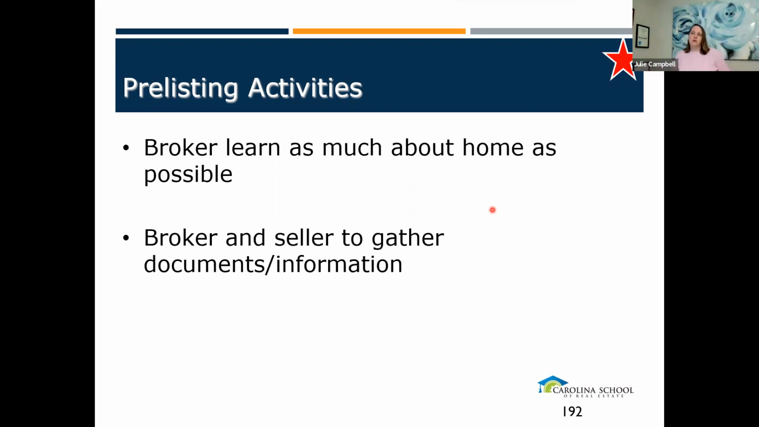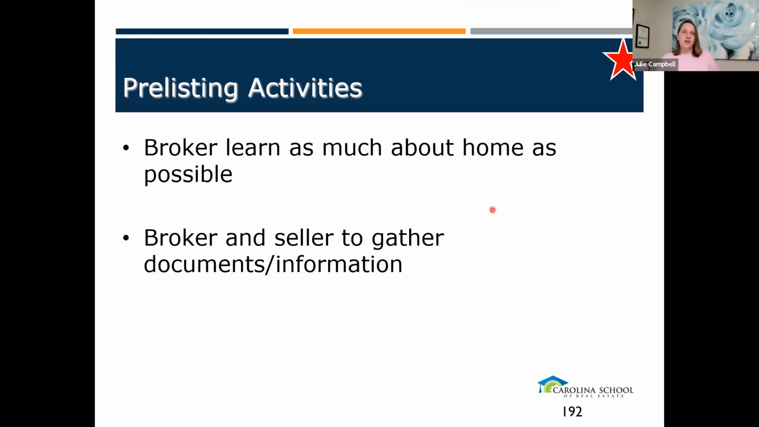Along with the seller, we're also going to try to gather some documents and some information. Ask the seller for a copy of their deed. Yeah, I can pull it up in the tax or public records, but don't I want to make sure the two match? Can I verify that the deed we're working with is the one that we both have? Your sellers may be able to help you get the covenants if it's in an HOA.